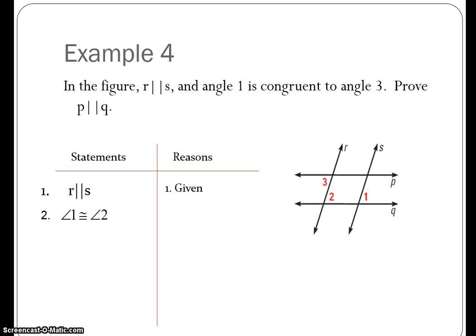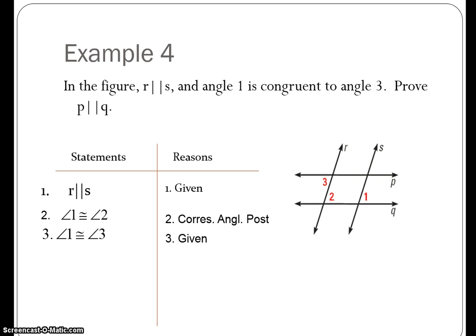I know that angles 1 and 2 are congruent. And what tells us that? That is our corresponding angles postulate. They're in the same position. If they're parallel, they are congruent. So I know that angles 1 and 2 are congruent. Now the other thing is, from our given, angles 1 and 3 are congruent. So I know that angle 1 and angle 3 are congruent.